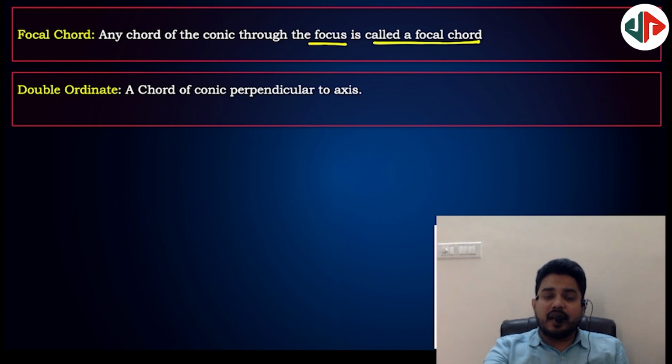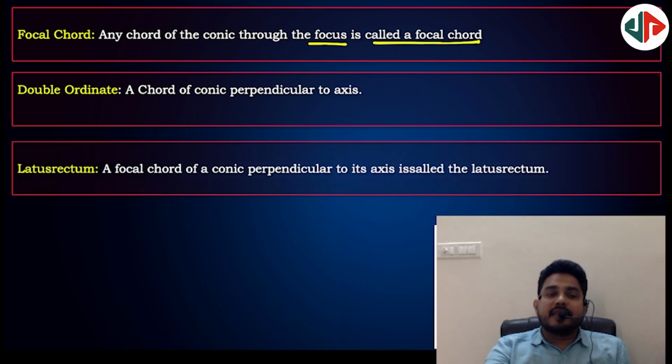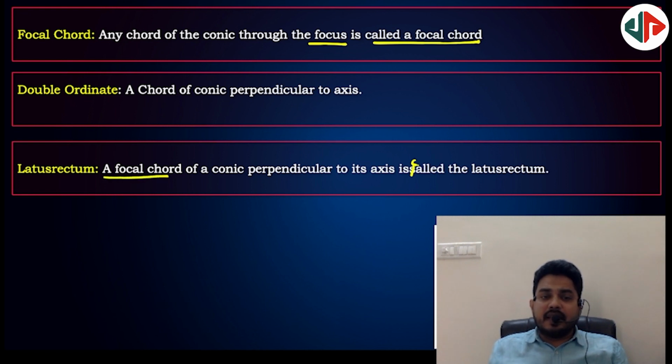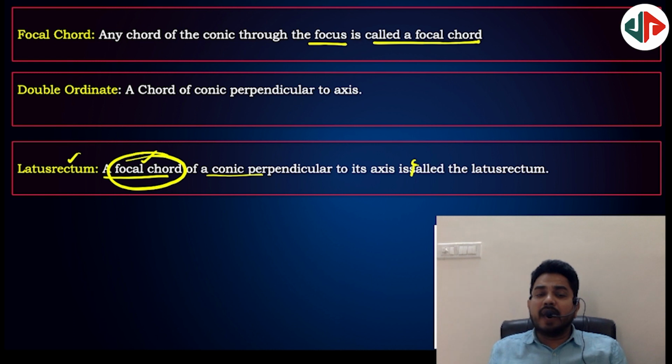Double ordinate: a chord of the conic perpendicular to the axis. Latus rectum: the focal chord of the conic perpendicular to its axis is called latus rectum. A focal chord means a focal chord of a conic perpendicular to the axis. So the latus rectum has to be a focal chord and perpendicular to the axis.